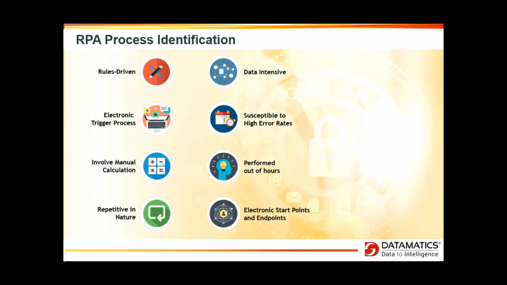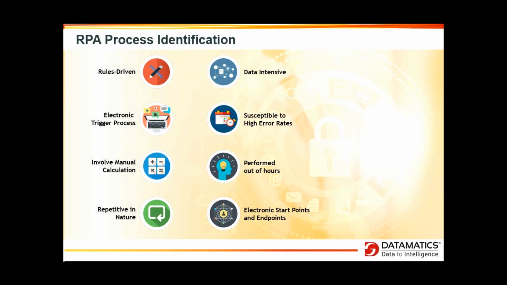These are some of the process identification parameters: it has to be rule driven. Not all of them together, maybe 1 or 2 should match, and then the process is a typical candidate for RPA. Triggers are electronic in nature, a lot of calculations are involved in that process, then it's a good candidate. Repetitive in nature, we already talked about.